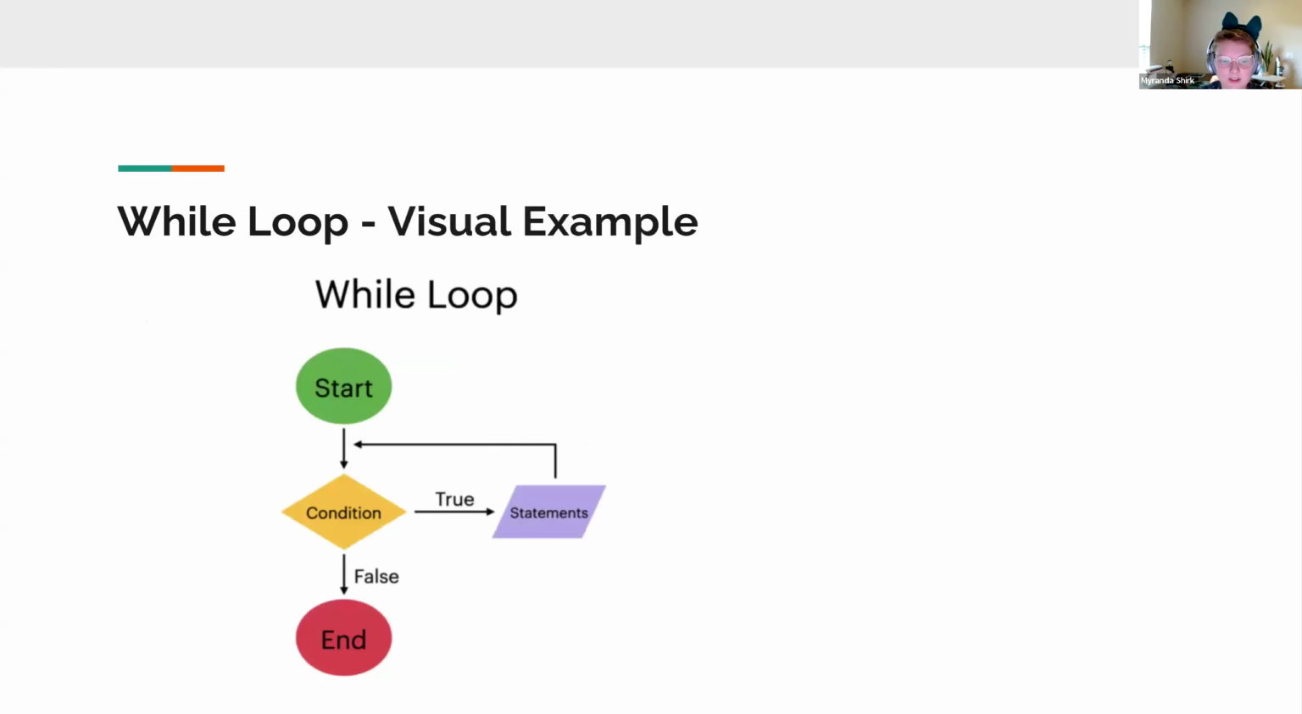I know this is a lot of words, so let's look at a diagram. Here's an example of what a while loop looks like visually. Let's say this is the start of our code. Go here, condition. If it's true, here's the code that we want to run, some statements. Now we evaluate the condition again. If it's true, run some statements. Keep going. See how this makes a loop. It keeps looping like this until finally our condition is false, and then it ends the loop.